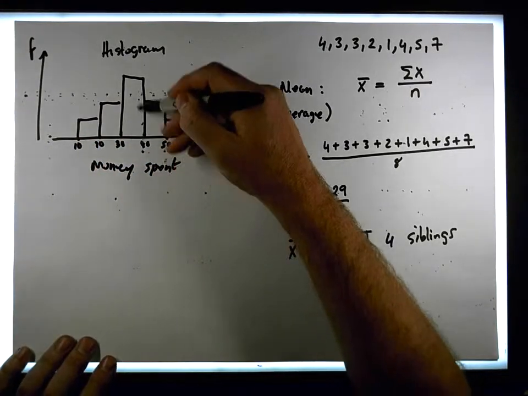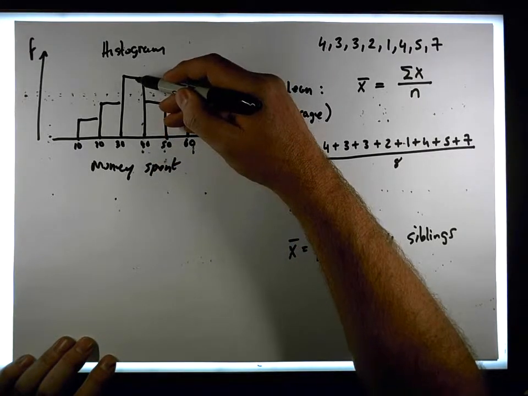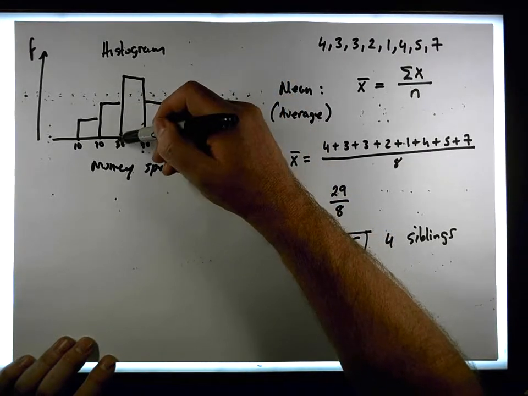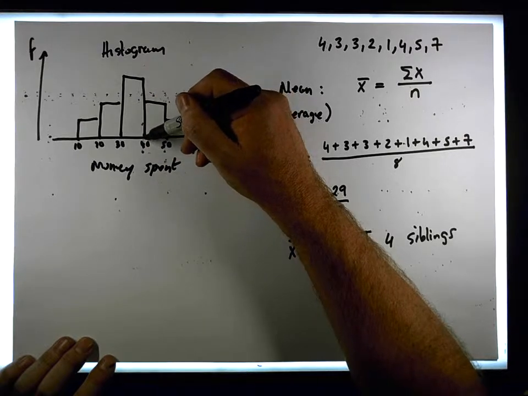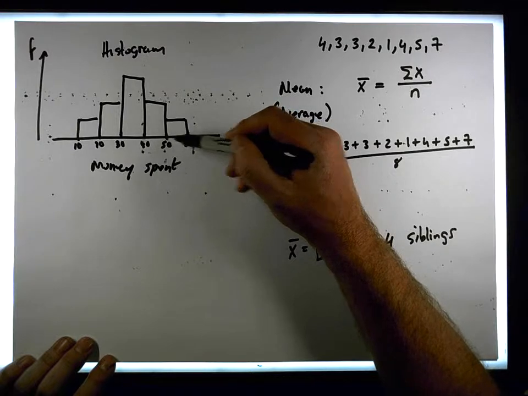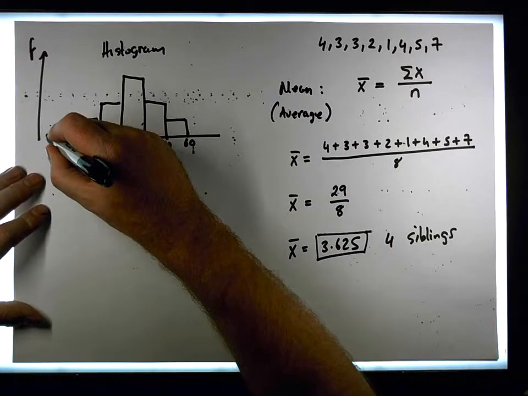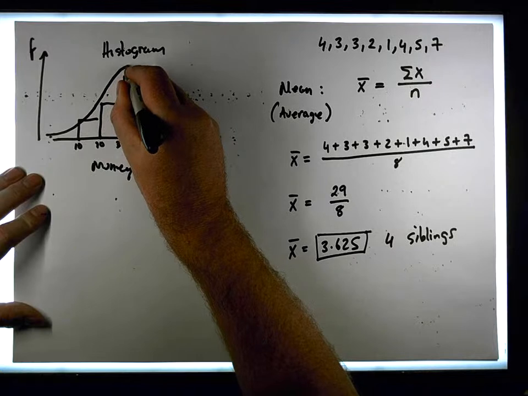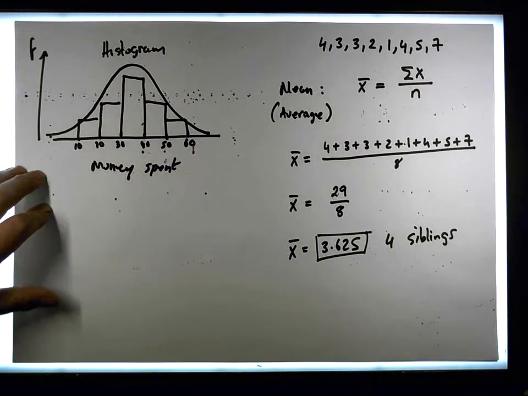You can see that most people spend between 30 and 40 euros. The same number of people spent between 20 and 30 euros as spent between 40 and 50. The same spent between 10 and 20 as spent between 50 and 60. So what we end up with is a symmetrical distribution. The distribution looks symmetrical. Right?